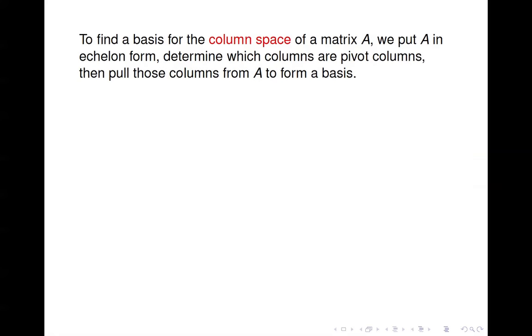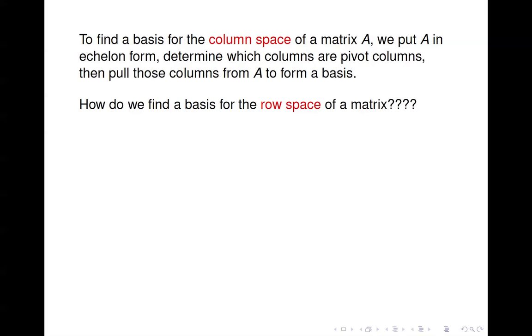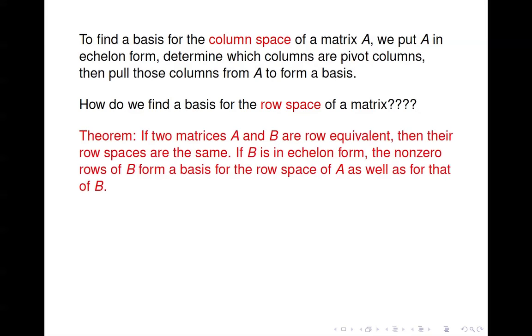Okay, so think back to find a basis for the column space of a matrix. We put the matrix in echelon form so that we can determine which columns are the pivot columns. Then we go back to the original matrix and pull out those columns, and that's a basis for the column space of the original matrix. So the question is, how do we find a basis for the row space of a matrix? And here the similarities end somewhat, although there still are some similarities. But this theorem tells us how we can find a basis for the row space of a matrix.